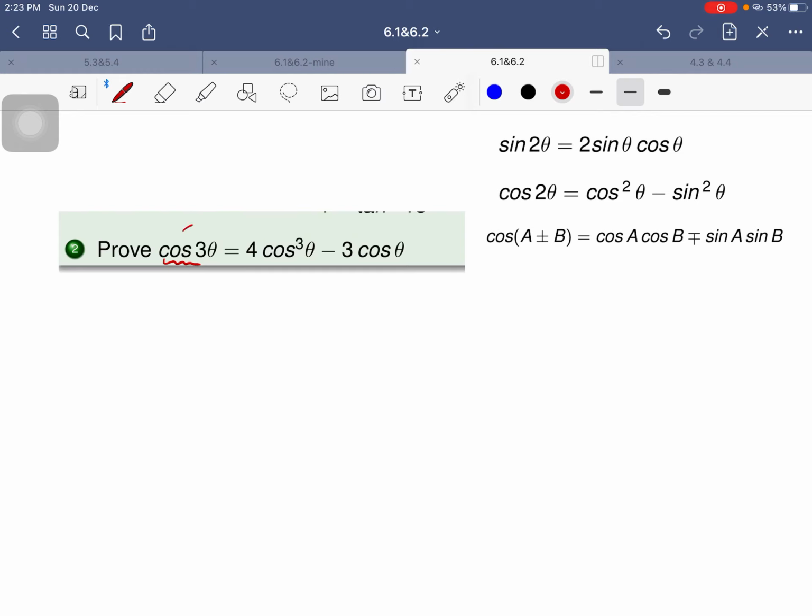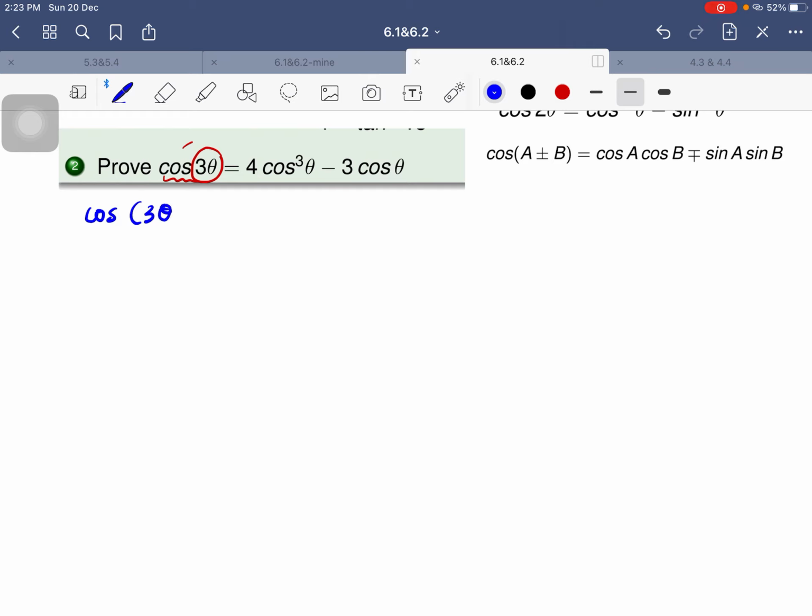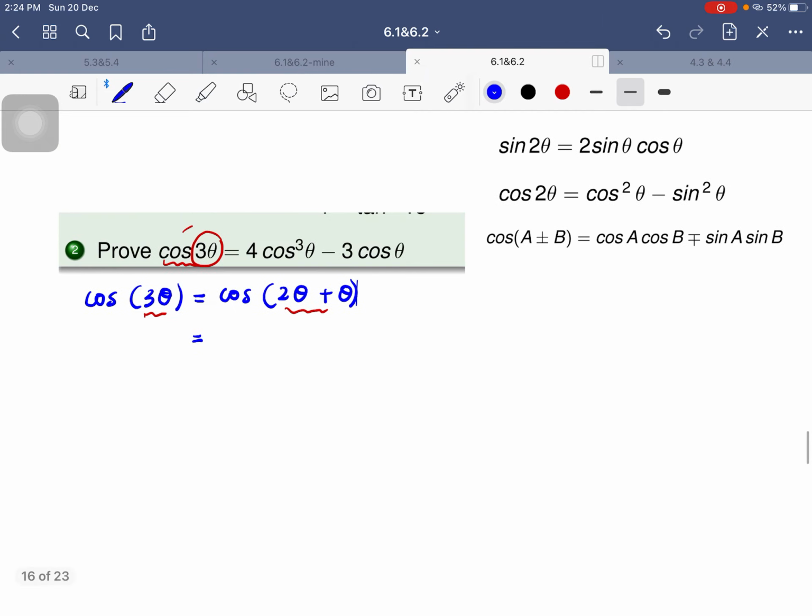This might look simple, but it is actually a very complicated formula. Of course, there's no formula that relates 3 theta directly, but there is a formula for the double angle 2 theta. That is why I'm going to change the form. So cos 3 theta is equivalent to cos of 2 theta plus theta. You can change it any way you like as long as the two are the same. When I add these two together, it comes to 3 theta, so I don't change the value.